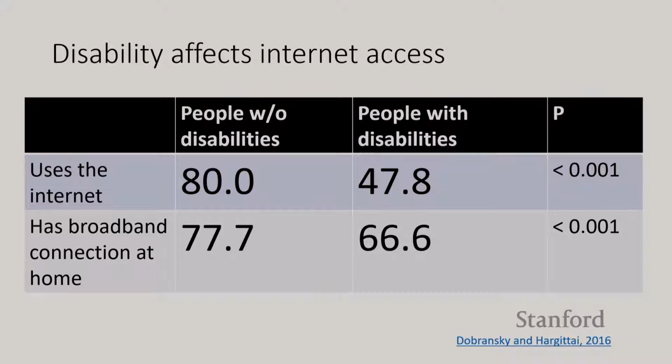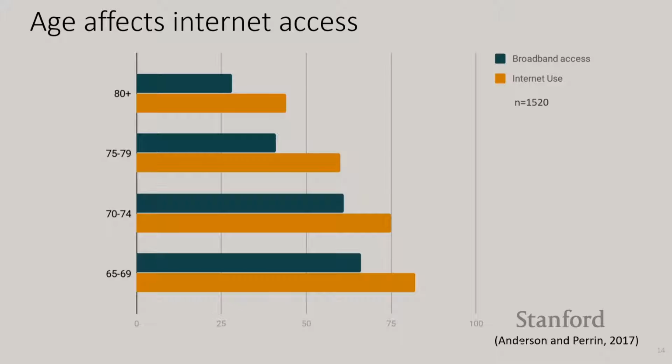Both of these numbers were statistically significant, so you're seeing that disability does affect internet access, but also older age affects internet access. These numbers are a little older at the moment, but in the most recent version of this report from Pew Research, they show that internet use and broadband internet access in one's home drops significantly when someone is over the age of 75, and even more significantly for those over the age of 80. So both disability and age affect internet access when they're studied separately, and you can only imagine that at the intersection of these two, the same problem exists.